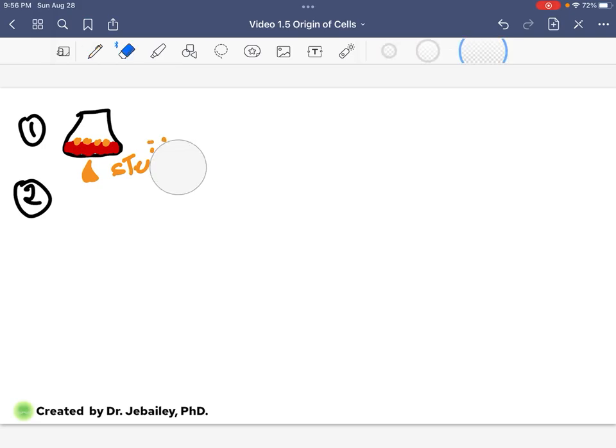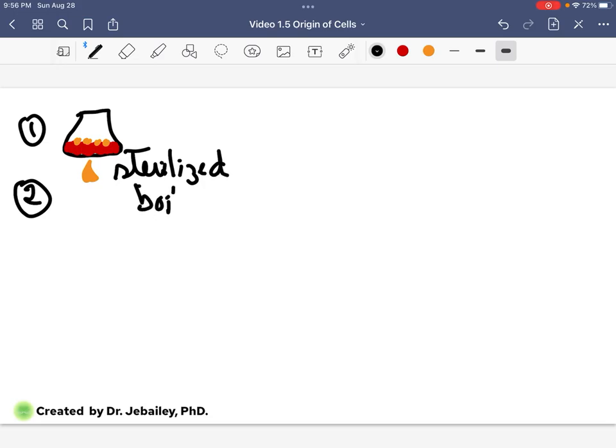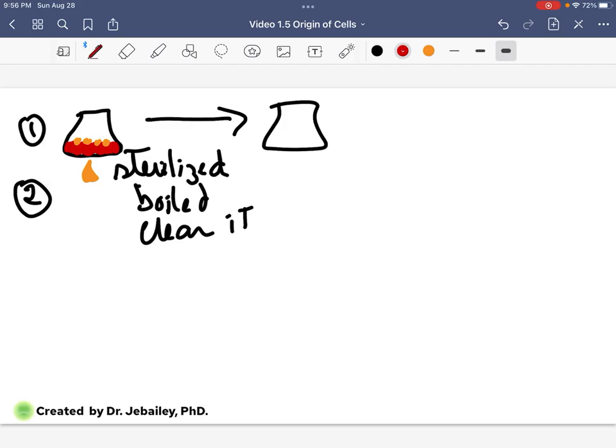Oh, let me write this again. He sterilized. That means he boiled it and he cleared it. So when he cleared this up, now the soup or the broth is clear from all bacteria and fungus. There's nothing there. What's inside of it? Inside of it, there's only dead cells. There's nothing living. Everything is dead. That's after sterilizing. And he kept the flask open.